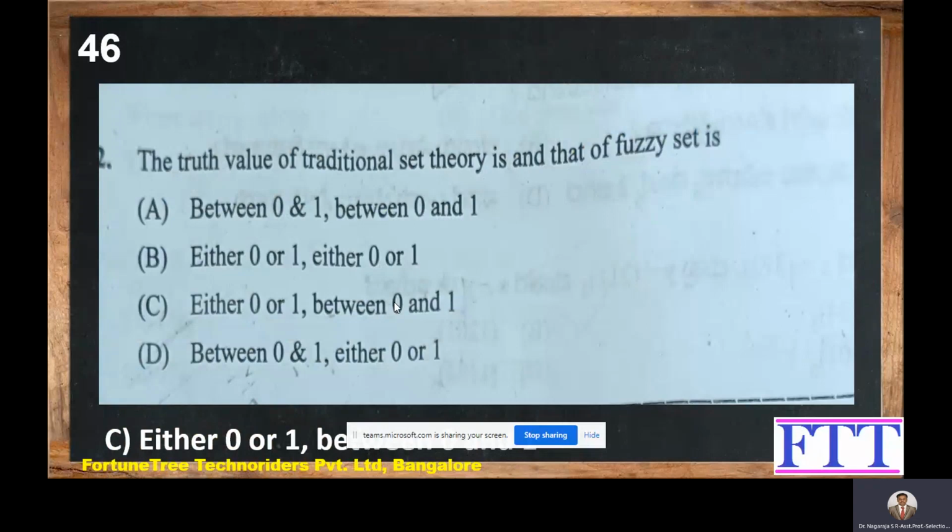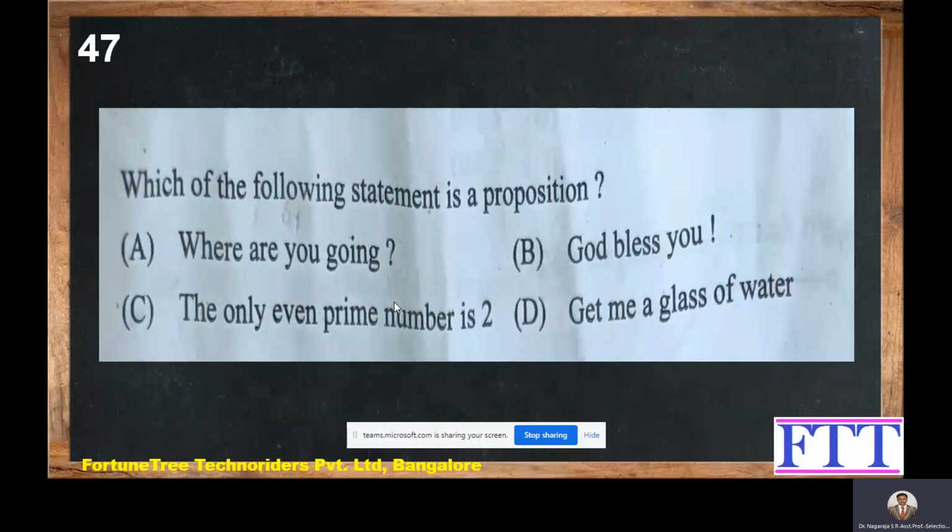So 47, which of the following statements is a proposition? Option A, what are you doing? Option B, God bless you. Option C, the only even prime number is 2. Option D, get me a glass of water. So the right answer is option C, the only even prime number is 2.